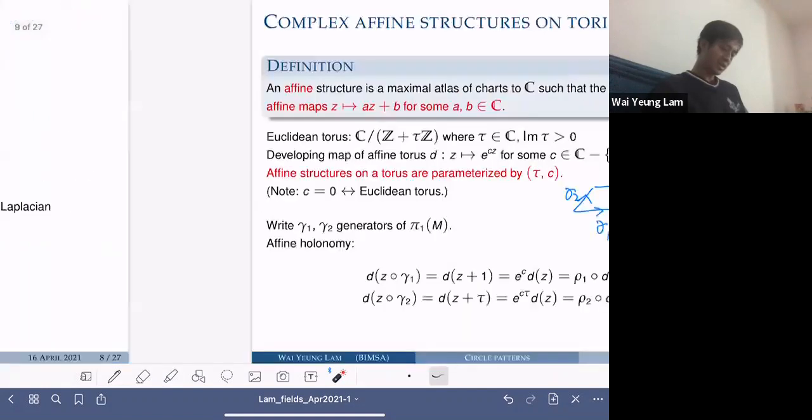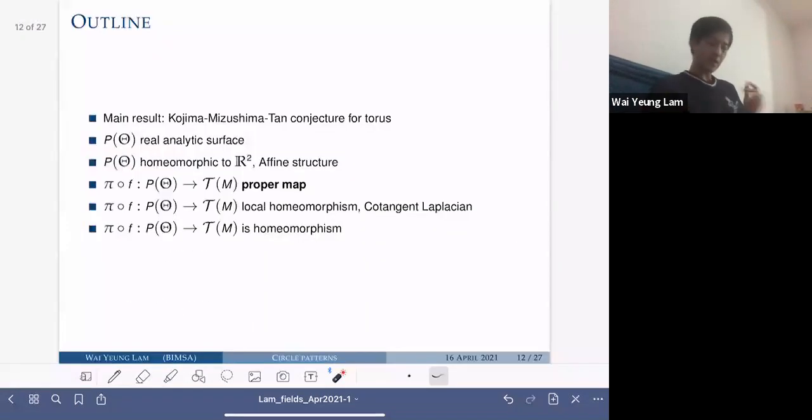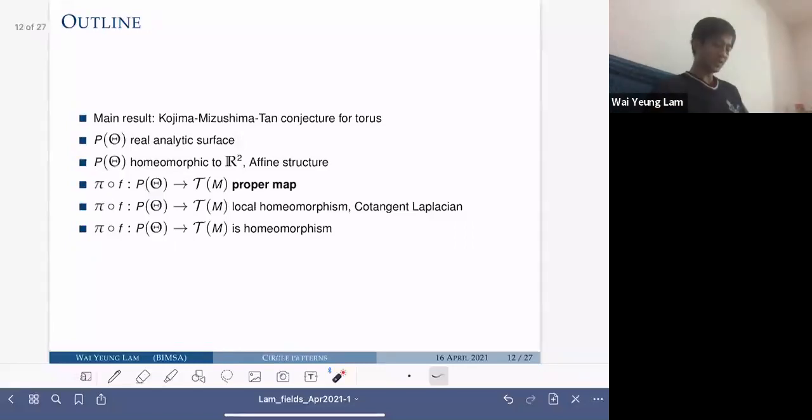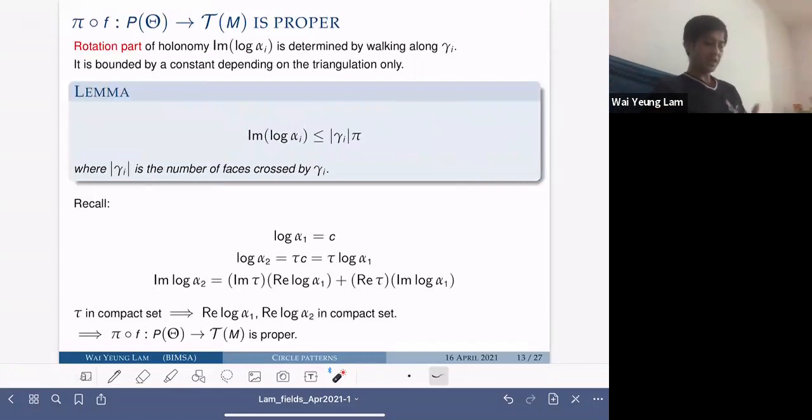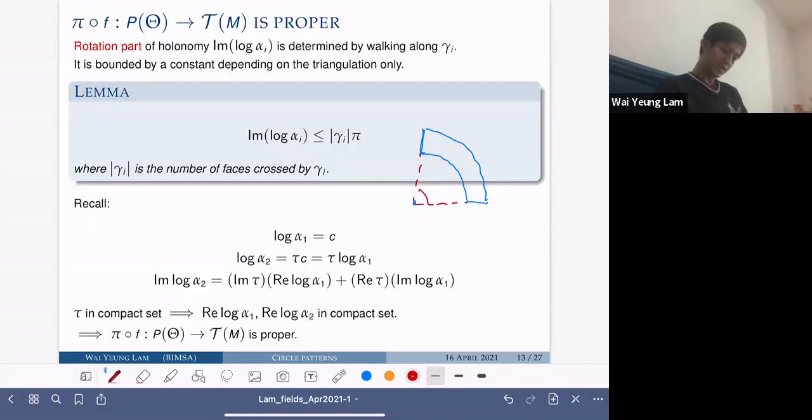Okay, and then this affine structure. Now I want to tell you about this proper map. The proper map is very easy, it's just one slide. Previously we looked at the scaling part. Now we can look at the rotation part of the holonomy. The rotation part is the imaginary part of the log of alpha i. So what is the geometric meaning of this? If you look at this affine torus, let's say this is the origin, then you have this fundamental domain of your affine torus, and you can measure this angle. It turns out that if this is gamma one, then this angle is exactly the imaginary part of the log of alpha one.